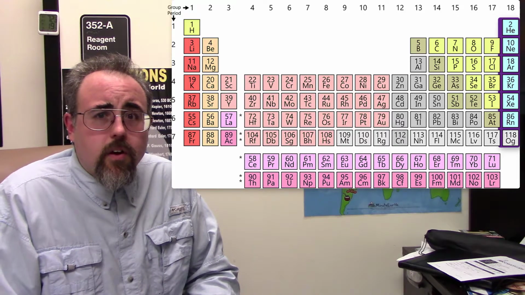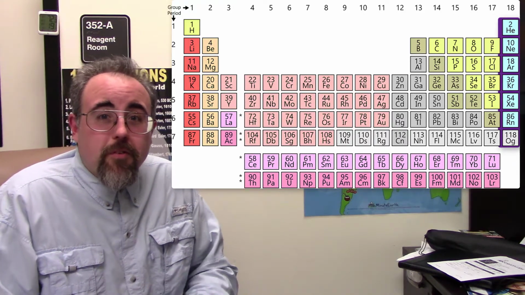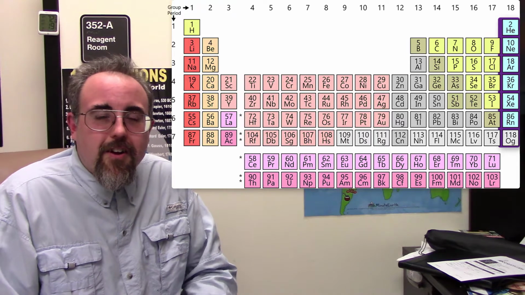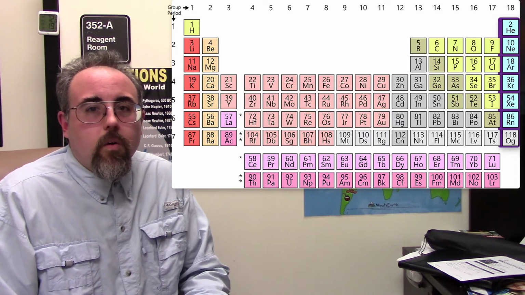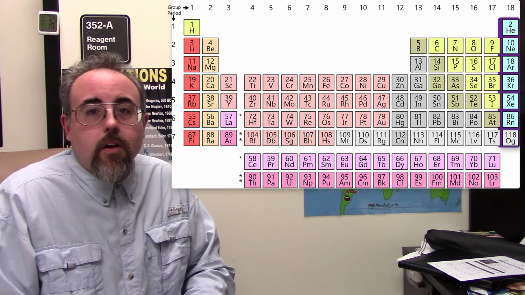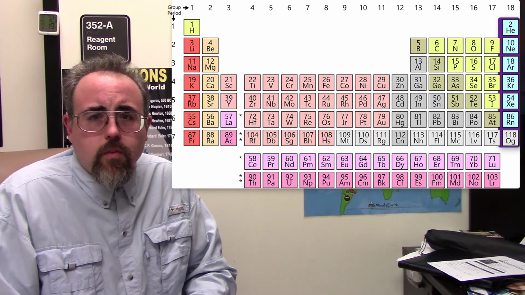Helium was actually discovered on the sun from the solar spectrum before it was discovered on Earth. Just because, once again, it's just sitting there. It doesn't really do much, and it's also relatively rare on Earth.